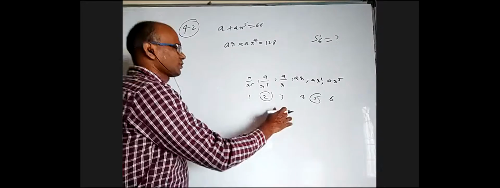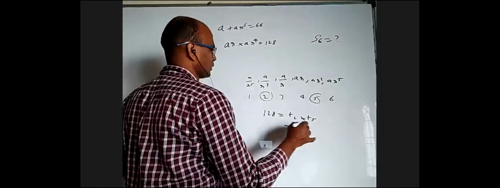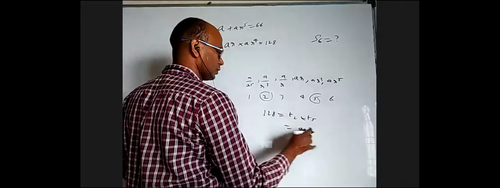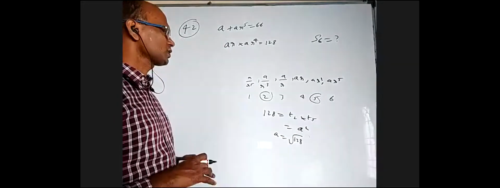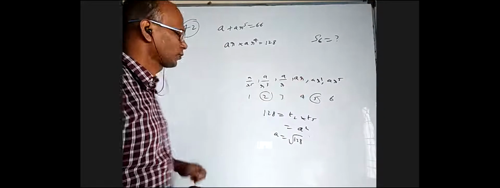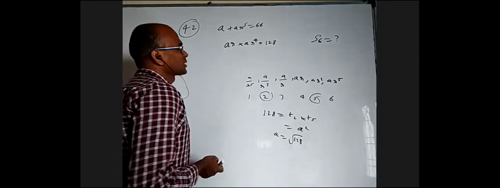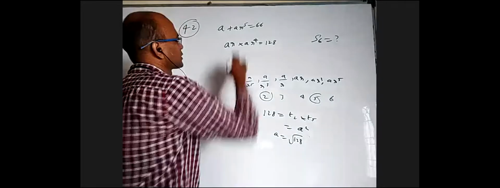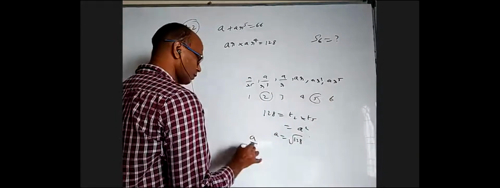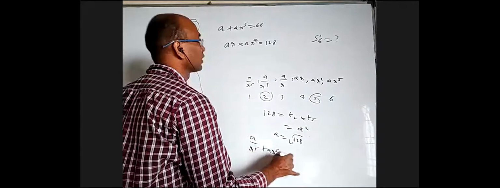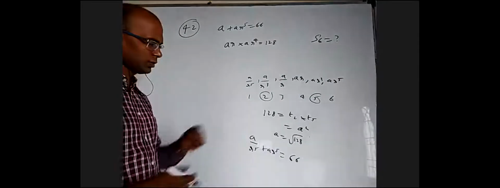Okay. Let me just try with this. 128 should be second term into fifth term, which is a by r. That is a square will come. So a is root 128. And is that directly the answer? They want the sum. Okay, fine. Sum of all these things. So I have to know the r value also. First and sixth term, so that is a by r power 5 plus ar power 5 is equal to 66. If I substitute root 128 and solve, some quadratic equation will come.